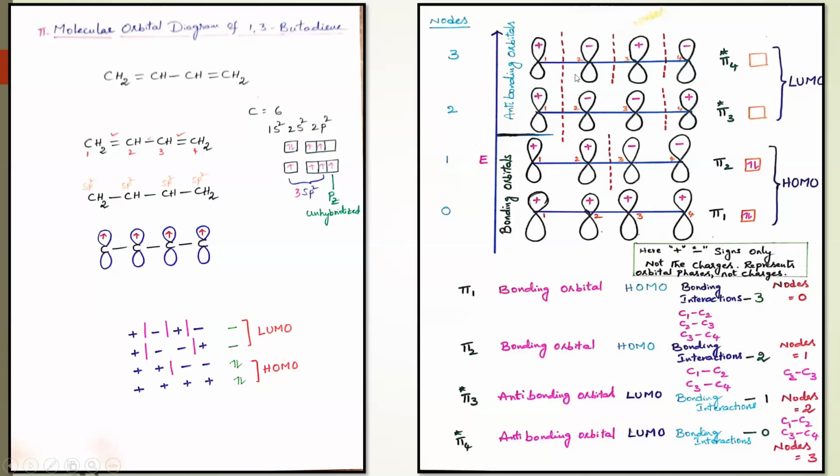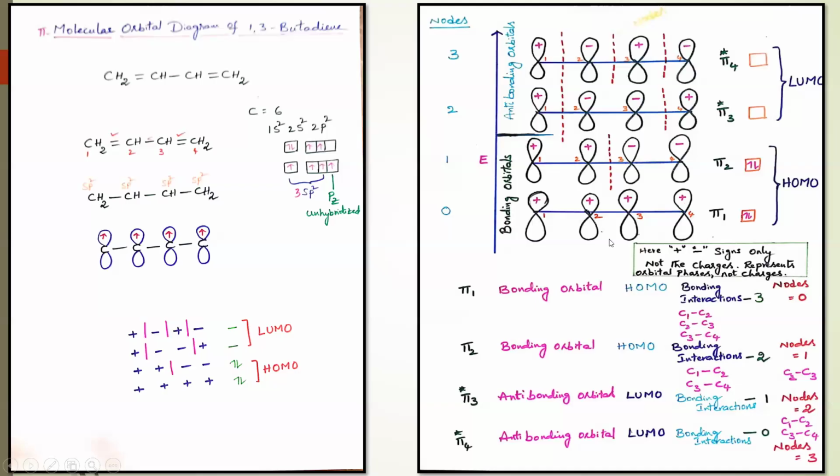Coming to the pi 4 star, all are anti-bonding interactions. There are no bonding interactions. All lobes are not having the same sign side by side: plus sign, minus sign, plus sign, minus sign, in alternate positions. There is no bonding interaction here. The anti-bonding interaction between C1, C2, so that's why plus, minus. Here plus, minus, plus, minus. There is no same sign side by side, right?